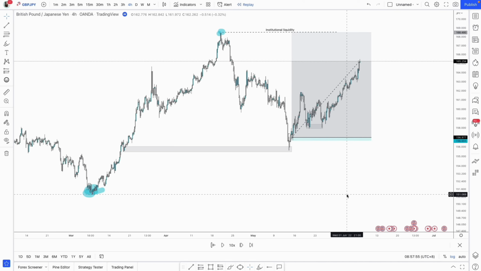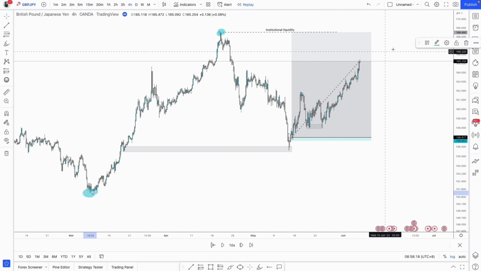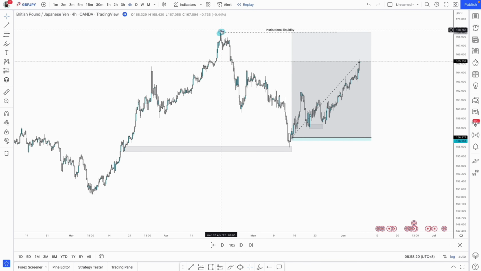So step 1 is you must have a bias. And for this trade, our bias was bullish. Next is step 2. Step 2 is really about finding an area where you can actually trade from. In order to find an area where you can actually trade from, you need to mark out your swing low, as we do right here. And then you want to go out and mark out your swing high, as we have up here.